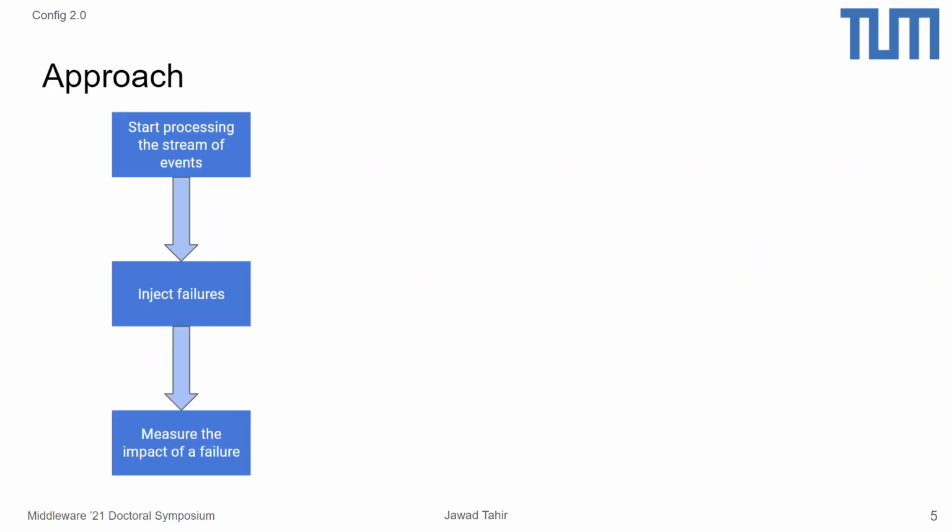Now I will explain the approach that we are taking to reach our research goals. For the first research goal, we will start processing the stream of events that we are getting on a specific distributed stream processing system. And in that system, we will inject some failures. And then we will see the impact of this failure on the performance of the system.